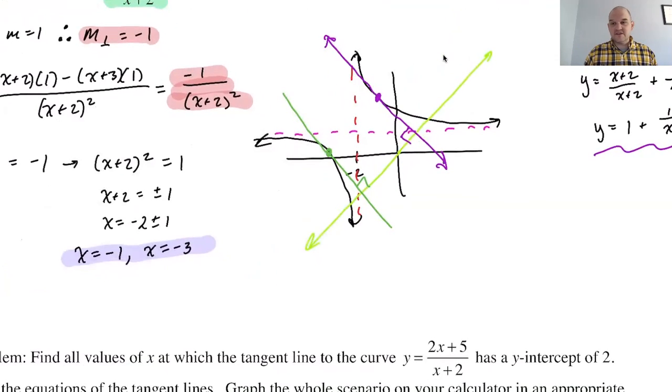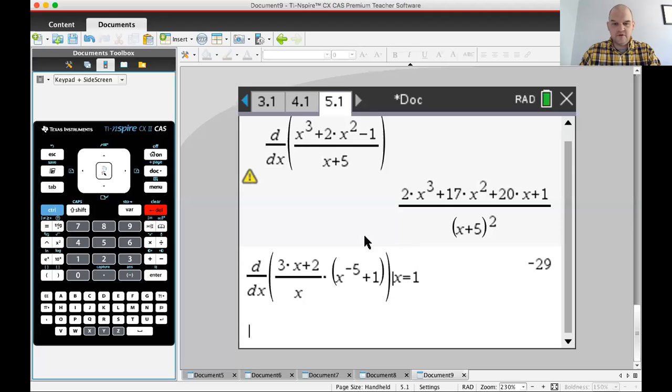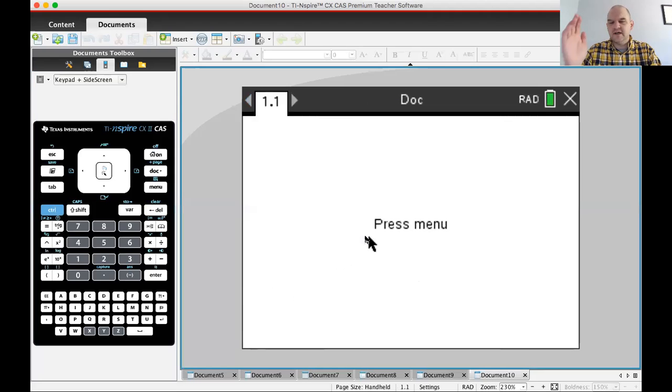Knowing how to graph these things is a huge advantage when you're doing these sorts of problems. So what I want to do now is use the calculator. I think x equals -1, x equals -3 are my answers, and I think the graph supports that. I'm going to use the calculator to solve the entire problem and see if the calculator agrees. So I'm going to do a whole new document here.